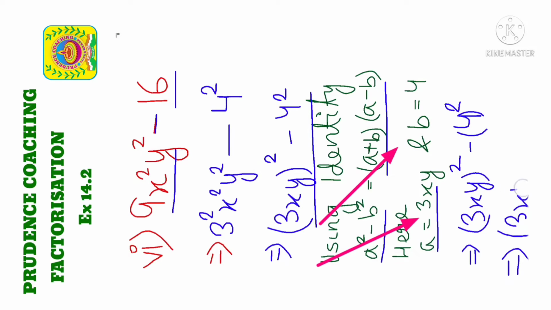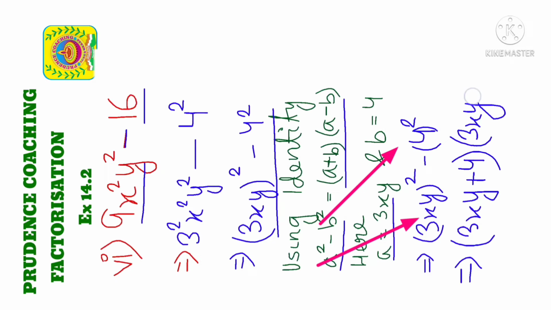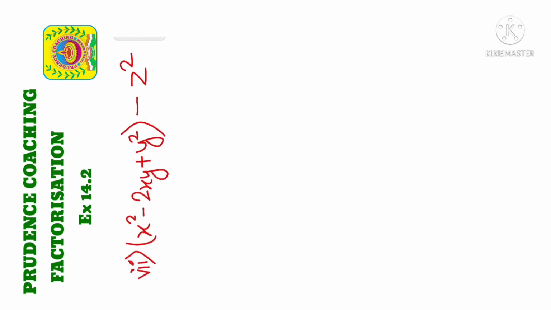But here a is 3xy plus b is 4 here. Again we need to write 3xy, this time minus b, that is minus 4. So this is our final answer. Students, listen very carefully. This sum is very important.